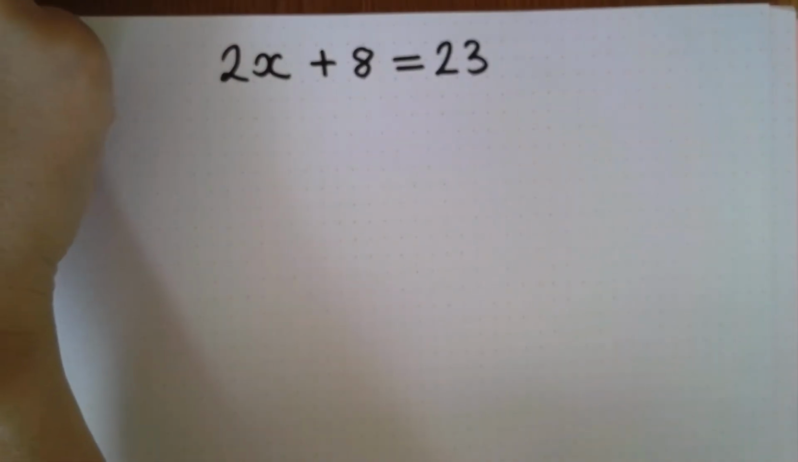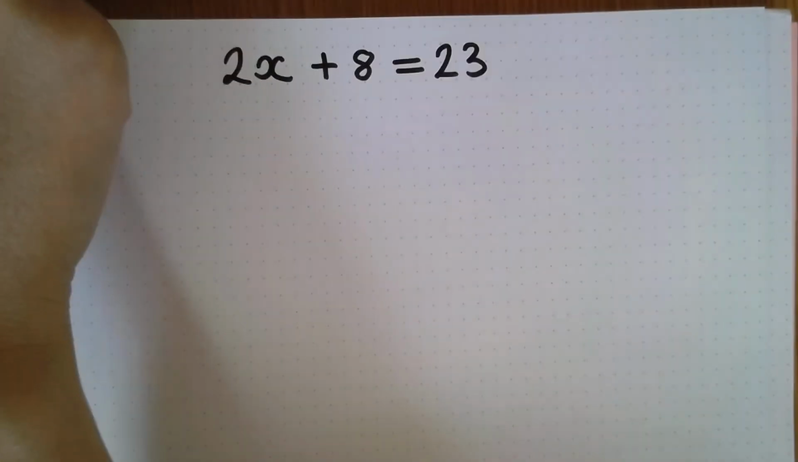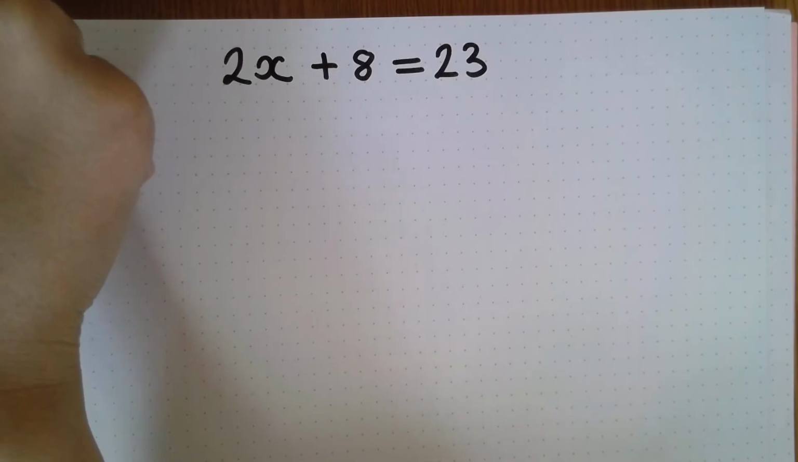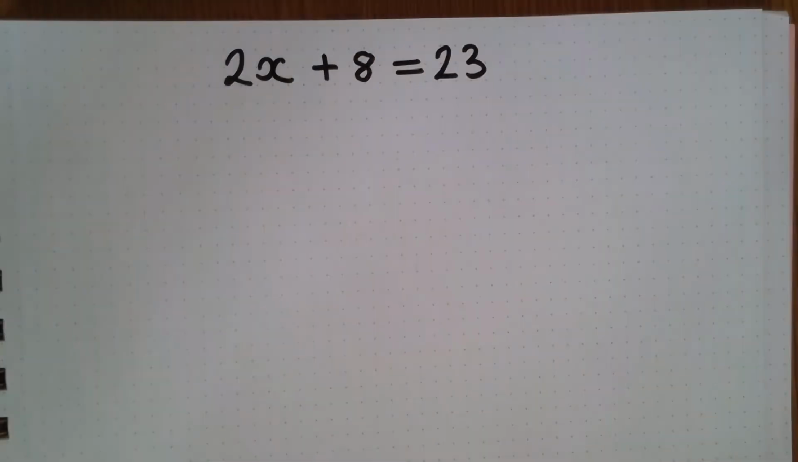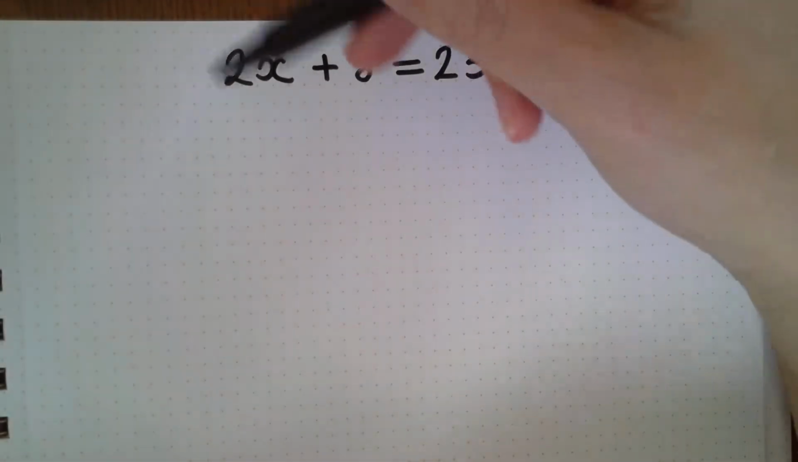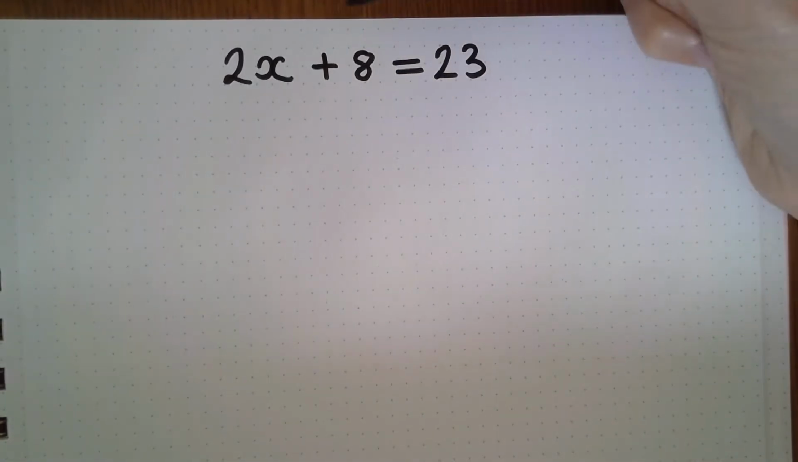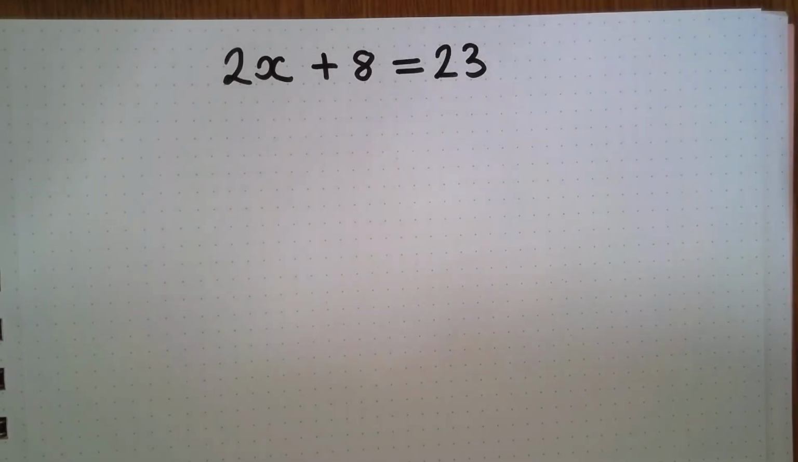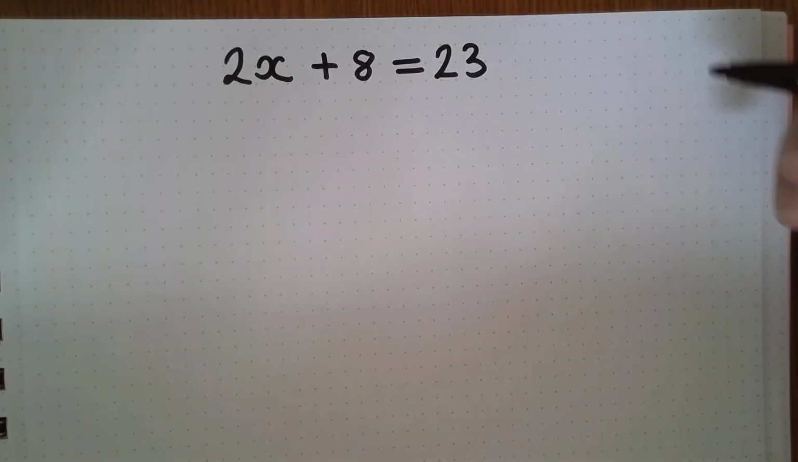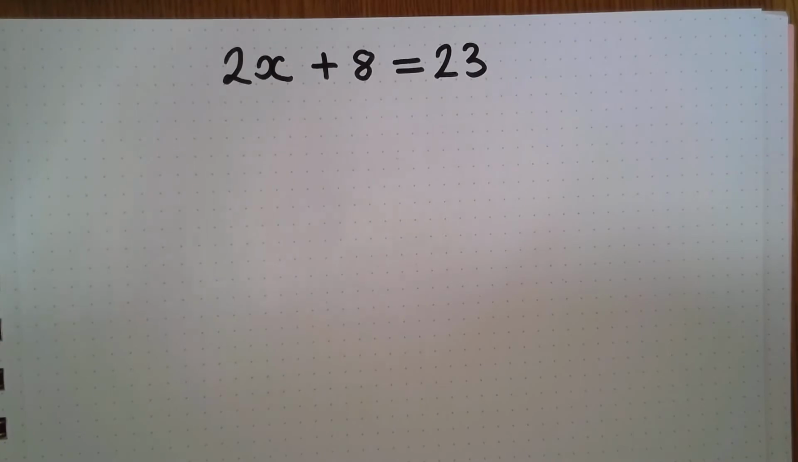The example on the document that you have is 2x plus 8 equals 23. Okay, so this is an equation, and we're going to use a bar model to help us solve this equation. At the end, we're aiming for x equals something. X equals a number. That's what it means to solve.